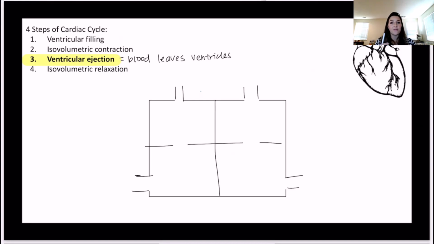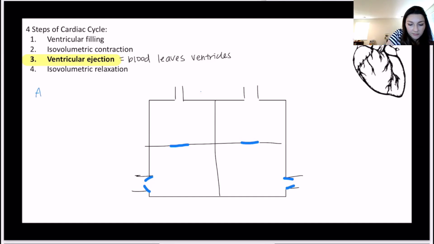Notice that I'm putting the name of the stage in my own words. I think you should do that too because it helps us understand, and when we understand, it's a lot easier to keep it in our brain. So in ventricular ejection, blood leaves the ventricles. Our AV valves are still closed. Our semilunar valves, though, are open, which makes sense if we're having blood leave the ventricles.